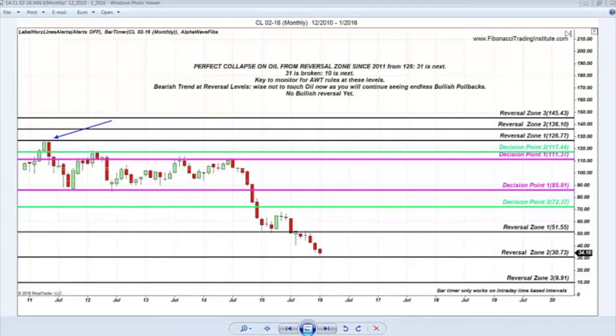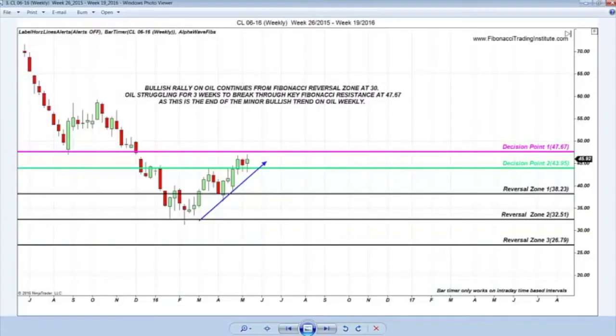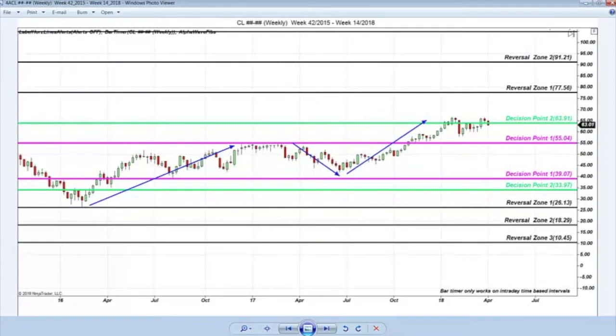This is what oil had done next. No surprise. Skyrocketed as expected. And that's the power of the method. This is oil this year. Bullish rally in progress. Reached bright green line.